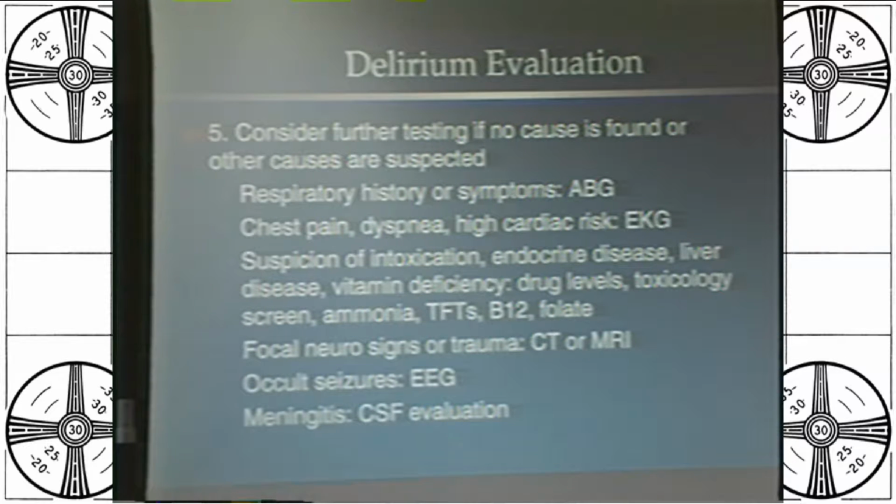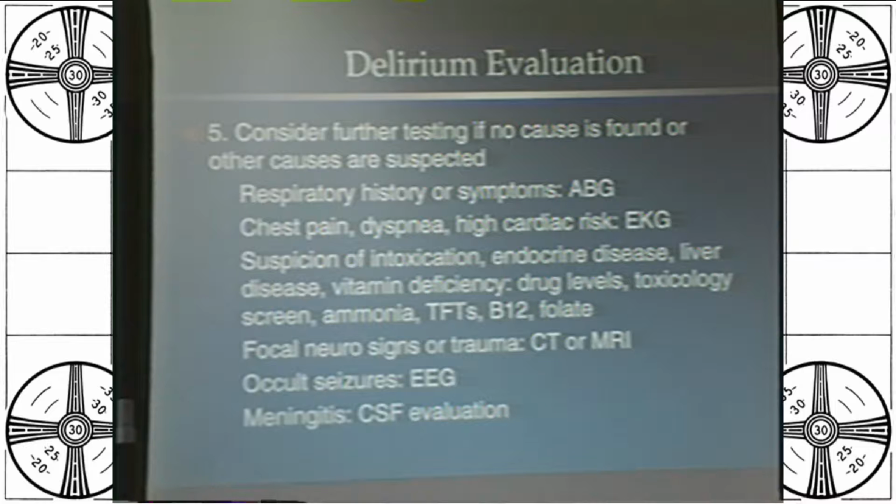Further testing can certainly be done if no cause is found on the initial evaluation. If there's any hint that there's a respiratory problem, it's reasonable to check a blood gas. If there's any reason to think that there might be a cardiac cause, an EKG ought to be done. And then the other things are really low yield after that. If there's some reason to think there may be a substance intoxication, toxicology screens or drug levels are reasonable. If there's reason to think that the person is hyperthyroid, then thyroid function tests are reasonable. If you think that they have liver failure, an ammonia level is reasonable to do. And then B12 and folate are not really likely causes of acute mental status change.